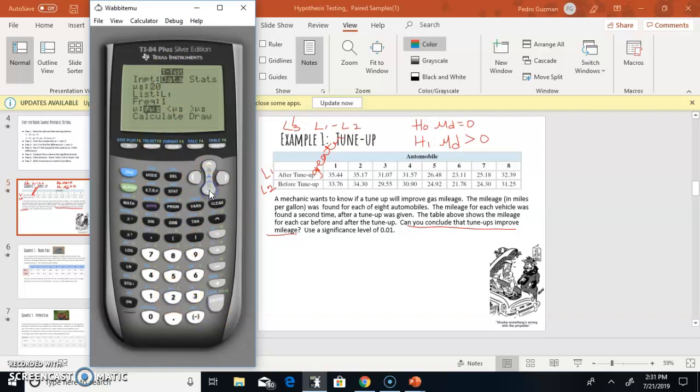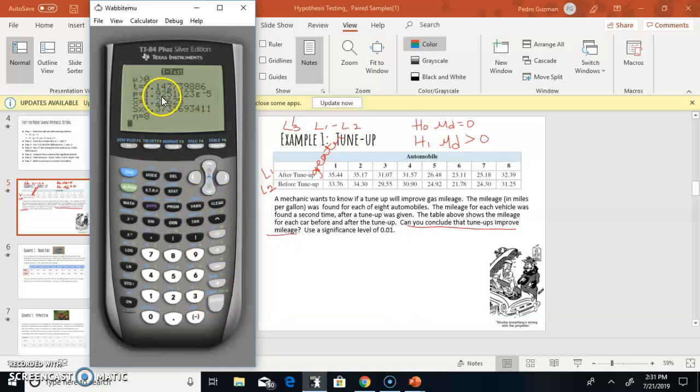Your null, mu0, will always equal 0 because it's going to match what we had here. Your list, make sure you put in L3 or wherever you put the differences. So I'm going to do second 3. Frequency should stay the same. We're trying to say that the after is greater than the before. And I'm going to calculate it.